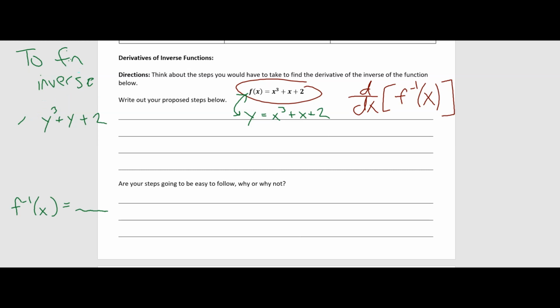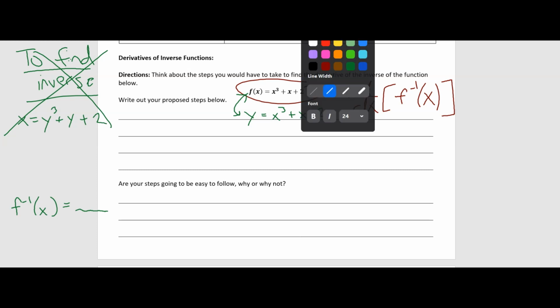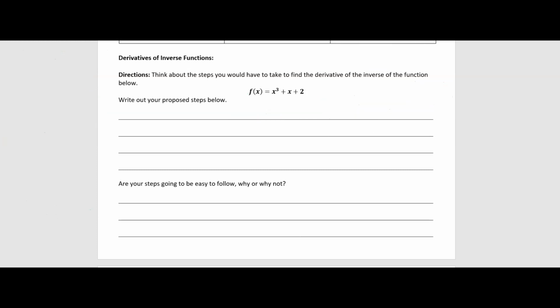Maybe we don't actually need to find the actual inverse function to find the derivative, because that method was clearly not getting us anywhere. So to finish off part one of this video, we're going to talk about exactly how to do that. How can we just go from the original function to the derivative of the inverse without actually finding what the actual inverse function is?